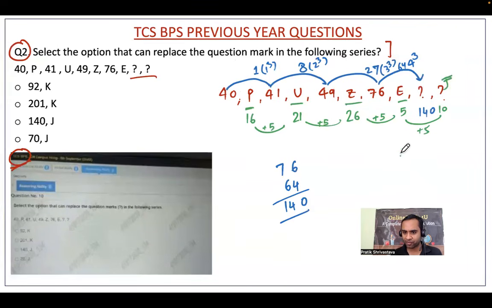So our required number is 140J, right? Our required answer is 140J. So you can see option C. So option C was the correct answer for this particular problem.